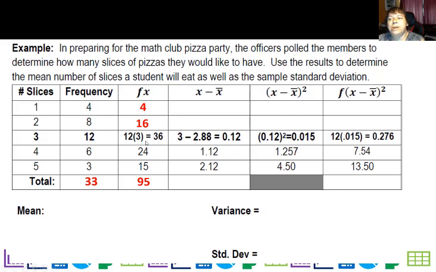Now, if I wanted to know the average number of slices eaten by students, I would just take this total 95 and divide it by the total number of students, 33, and that gives me 2.88, which means I can now go calculate my deviations. My deviations, remember, are x minus the average or the mean. 1 minus 2.88 is negative 1.88. 2 minus 2.88 is minus 0.88.